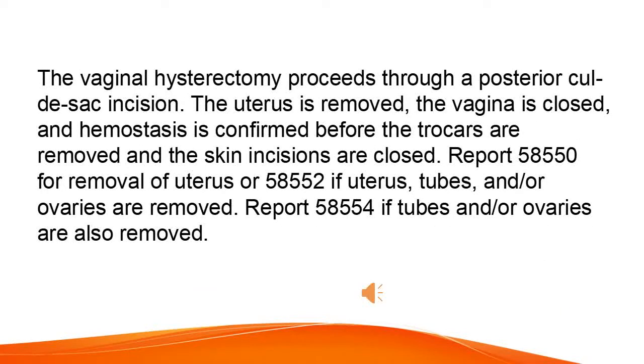The vaginal hysterectomy proceeds through a posterior cul-de-sac incision. The uterus is removed, the vagina is closed, and hemostasis is confirmed before the trocars are removed and the skin incisions are closed.